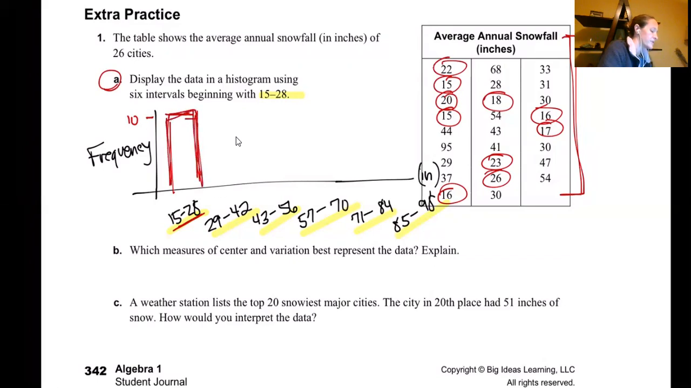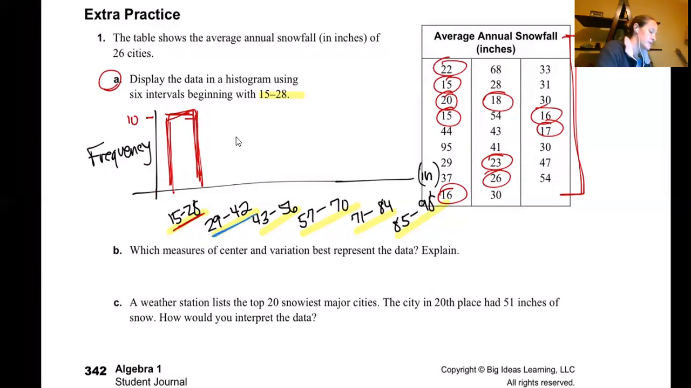So what are we talking about? How many different cities are going to have between 15 and 28 inches of snowfall? 10 of them. And you can see that 10 right here in our histogram. But now we have to go keep collecting. And the next category is going to be, let's do a new color, 29 to 42.